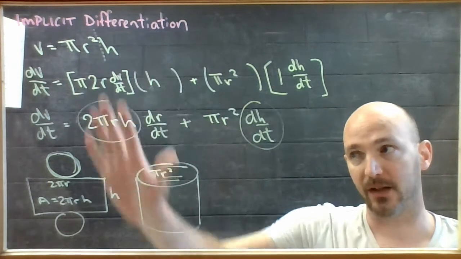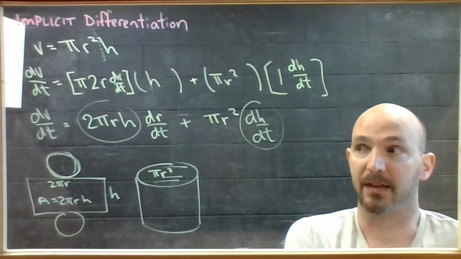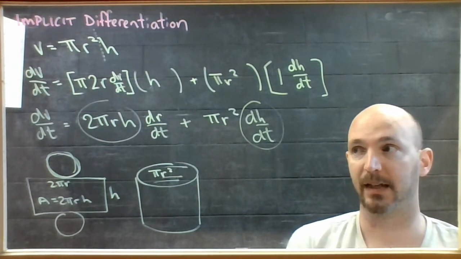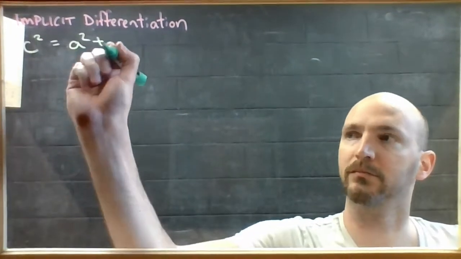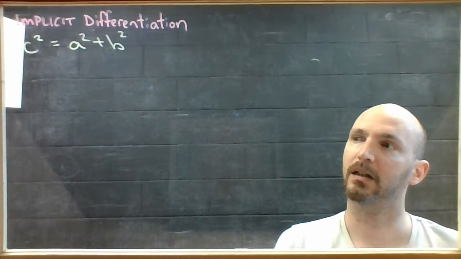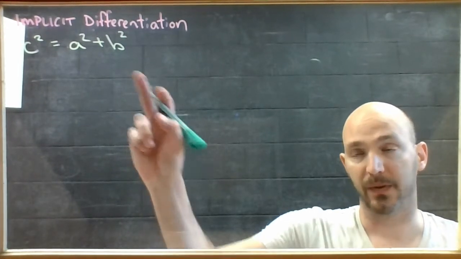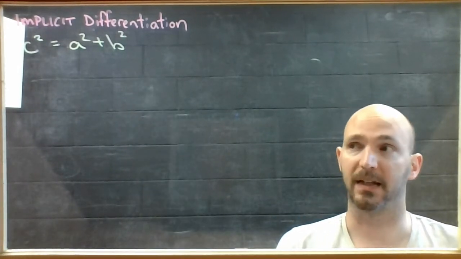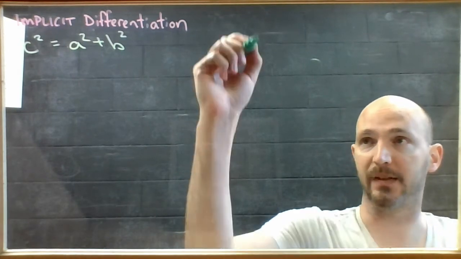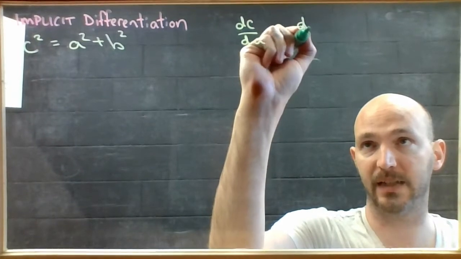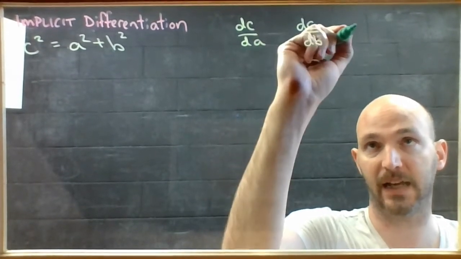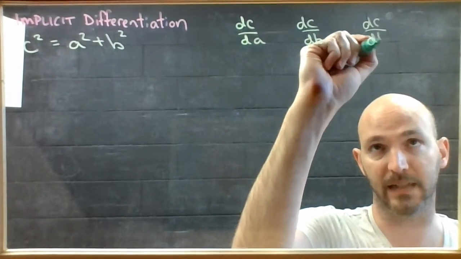So I'm going to clear this off. We're going to do one more example that's similar to what the problems are asking, and then I will set you off to get some practice. Okay. So this particular one is in the problem set, and it asks you to do a few things. It asks you to do dc by dA, it asks you to find dc by dB, and it asks you to find dc by dt.